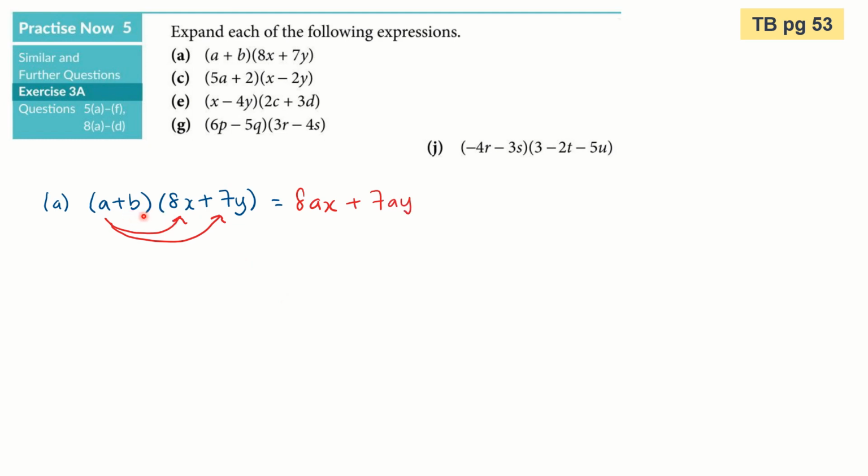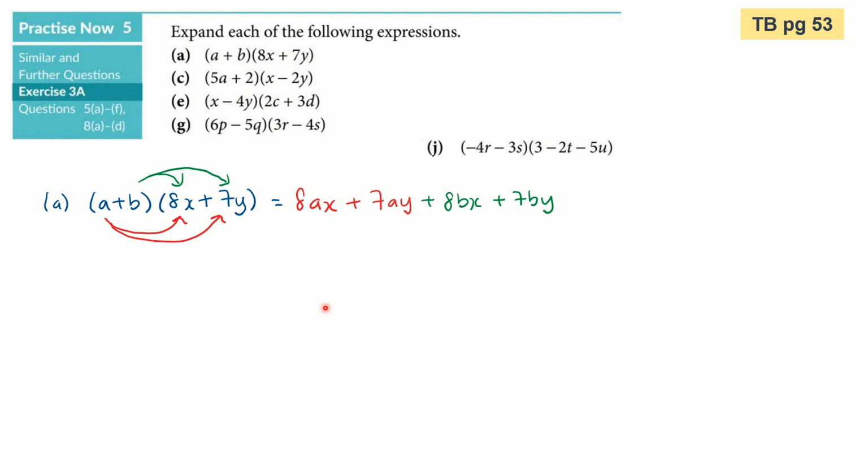Then we do the second term found in the first pair of brackets, that is a positive b multiplying with 8x, and that will give us an answer of plus 8bx. Then finally we will take plus b to multiply with plus 7y, and that would actually give us plus 7by.